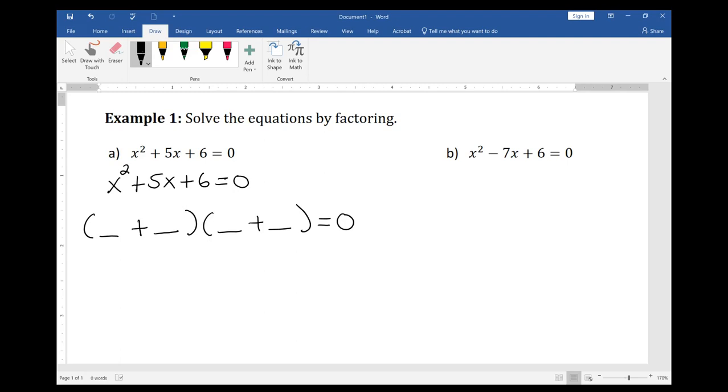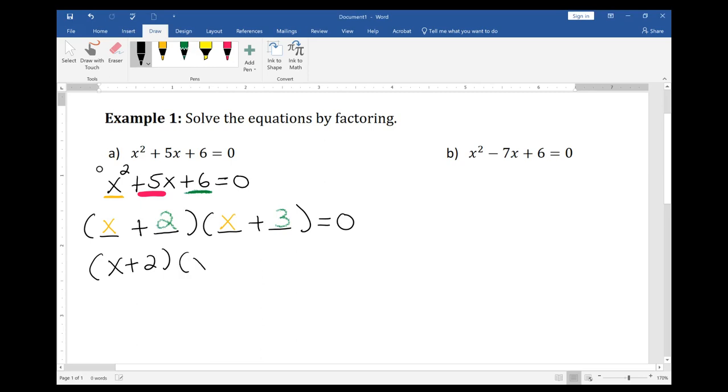blanks. Let's go ahead and start with x squared. What gives me x squared? X times x. Next, let's go with the number 6. So we need two numbers that will multiply to give me 6, but when added will give me a 5. If we analyze our options, those numbers would be 2 and 3. When you multiply 2 times 3, you get 6, and when you add 2 with 3, you get 5. Therefore, if we factor our trinomial, we will have x plus 2 times x plus 3 equal to 0.